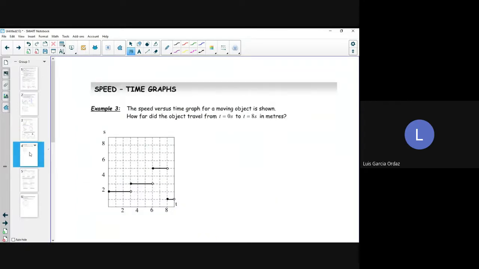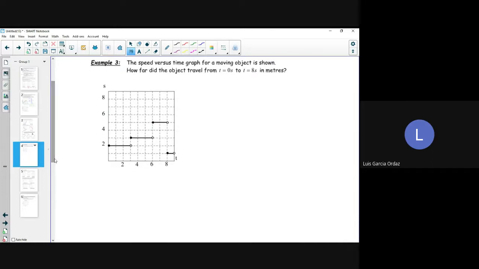And then we're going to do our last example. So example 3 is the speed versus time graph where a moving object is shown. How far did the object travel from 0 seconds to 8 seconds in meters? So we have our lovely triangle, which you guys probably do a lot in science. Distance is speed divided by time. Speed is distance over time. Time is distance over speed, and distance is speed times time.